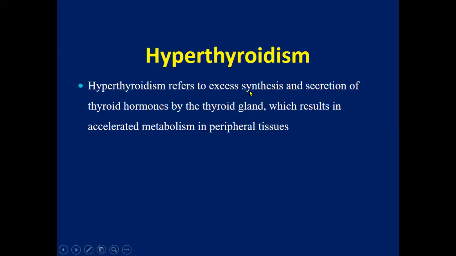Now, hyperthyroidism, strictly speaking, is only the most common cause of thyrotoxicosis. The terms primary and secondary hyperthyroidism are sometimes used to designate hyperthyroidism arising from an intrinsic thyroid abnormality, and that arising from processes outside the thyroid, such as a TSH secreting tumor. These are the two different conditions which we have to differentiate, whether it is primary or secondary. So hyperthyroidism refers to the excess synthesis and secretion of thyroid hormones by the thyroid gland, which results in accelerated metabolism in peripheral tissues. It is important to remember the symptoms, how the patient presents; this must be kept in mind.